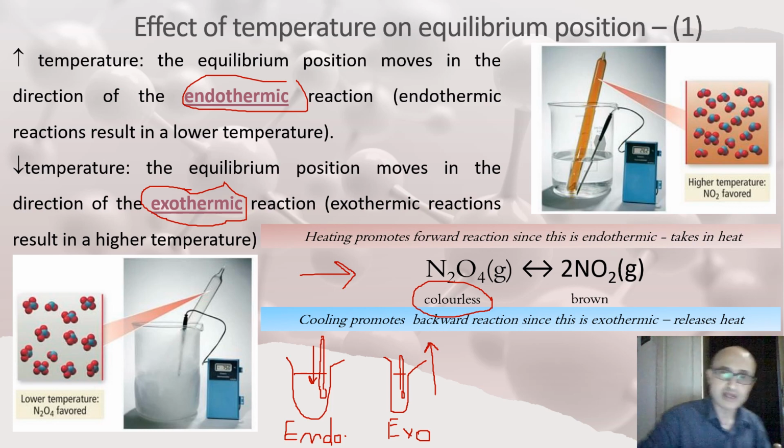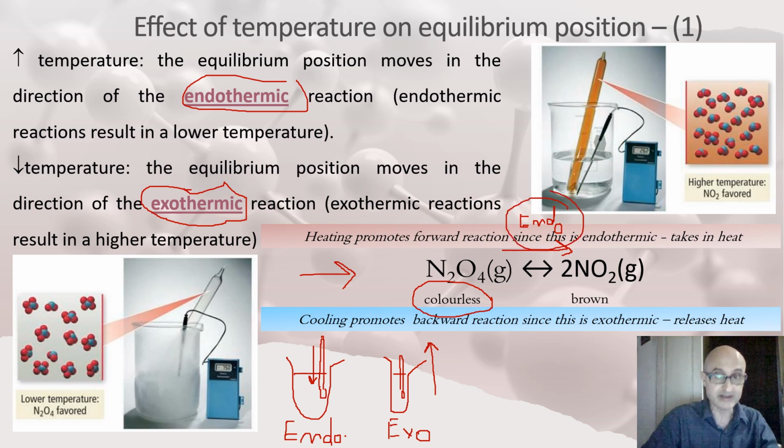Now, the forward reaction, moving from dinitrogen tetroxide to nitrogen dioxide, requires heat. It takes in heat. So it is an endothermic reaction. If I had to increase the temperature of the system, what does the system do? The system tries to remove the heat. How can it remove the heat and cool itself off? By promoting the forward reaction. In other words, the endothermic reaction.